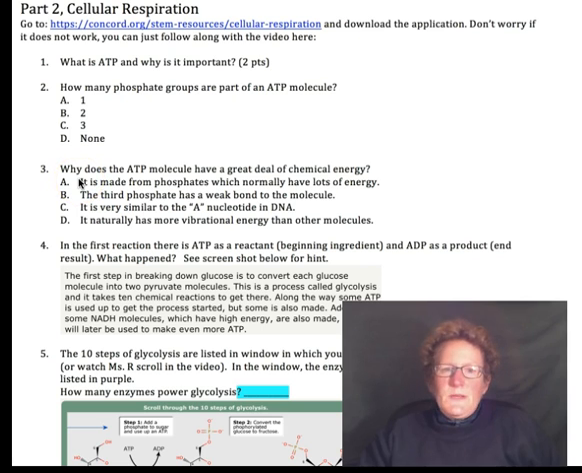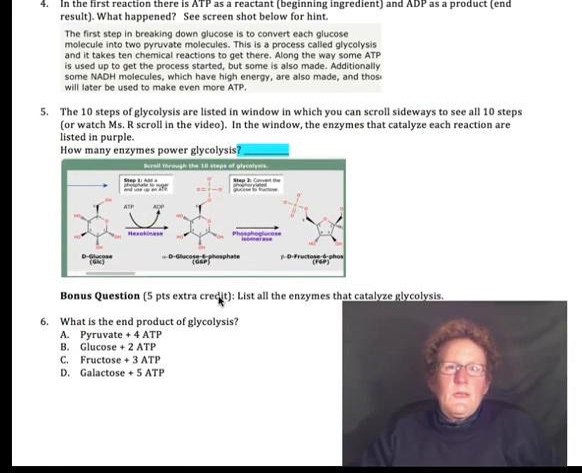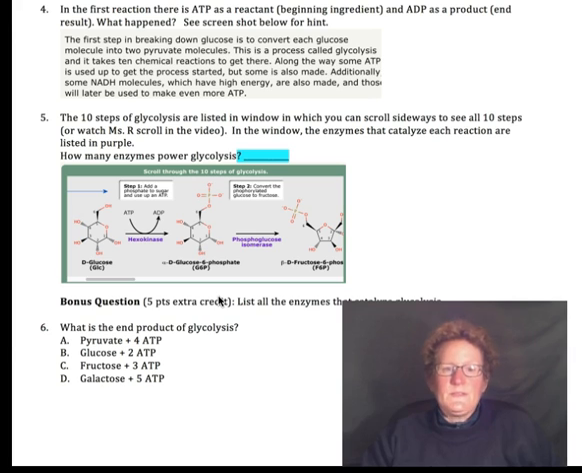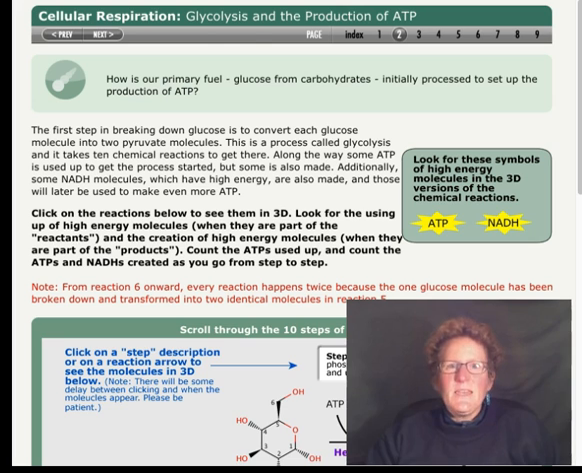Tri means 3. Why does the ATP molecule have a great deal of chemical energy? Well, it's about that weak bond between phosphate 2 and phosphate 3. Let's find out the answers to questions 4, 5, and 6 on the next page of the simulation. So now we're on page 2 of the simulation.